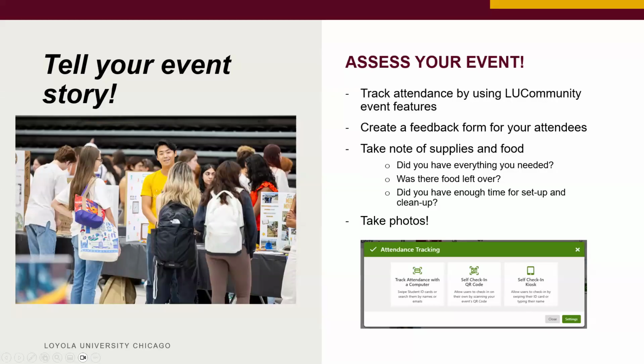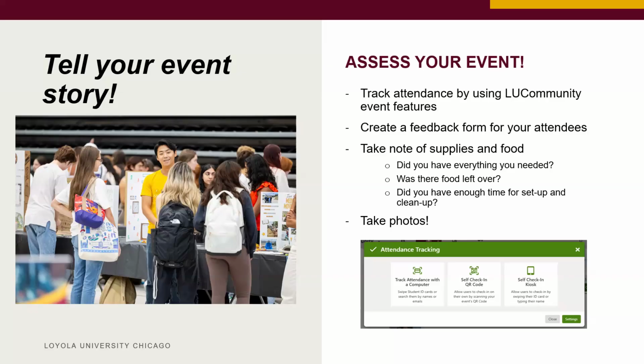It's also important during your event to have some assessment measures. You want to be able to tell your event story. So at your event, track attendance. You can utilize LU Community event features to do that. You can also create a feedback form for your attendees. It can be something as simple as a pen and paper form where you just ask, what are some things that you liked about this event? What are some things you would change, etc. Or you can create a survey that you can include additional feedback on so that attendees can provide you information on what they liked about your events and what you can improve in the future.